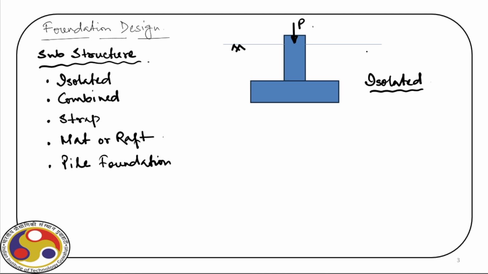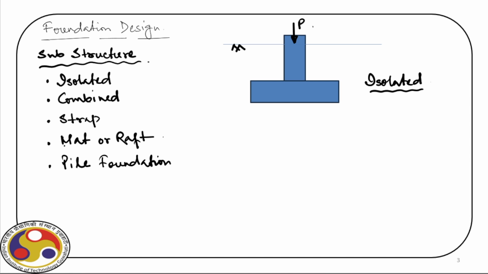Now from combined footing, strap footing means along a line if we have a number of columns and for that we provide a beam-like structure below and then that transfers the load from the columns to the soil strata, so we get strap footing. Likewise, for the entire set of columns for superstructure, if we have a common foundation, we call it a mat or raft foundation.